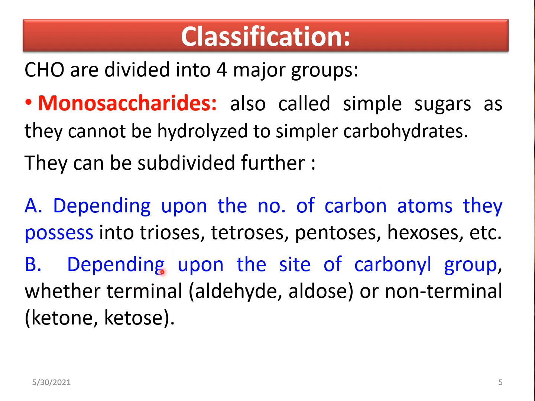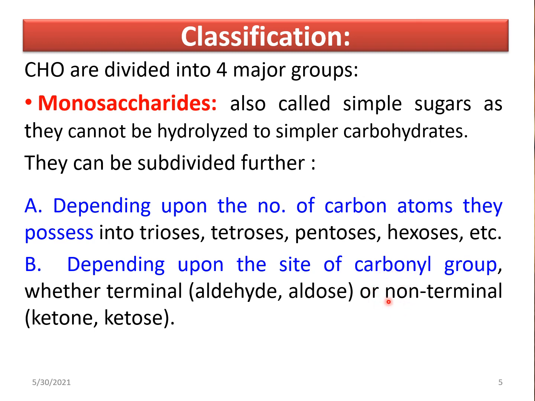Secondly, we can classify monosaccharides depending on the site of the carbonyl group. If that carbonyl group is free or terminal, then the monosaccharide is an aldehyde and it is called an aldose. For example, glucose is an aldose. It is called aldohexose because the carbonyl group is terminal and it contains 6 carbon atoms.